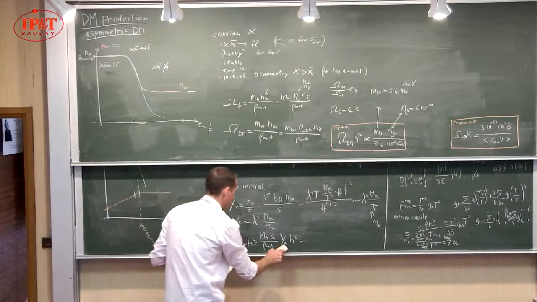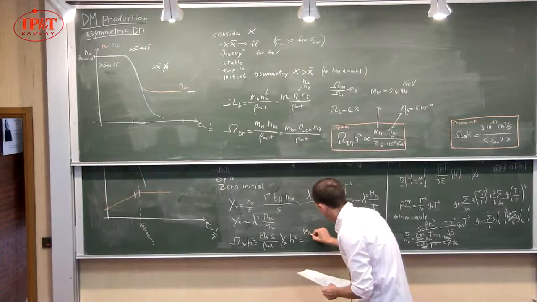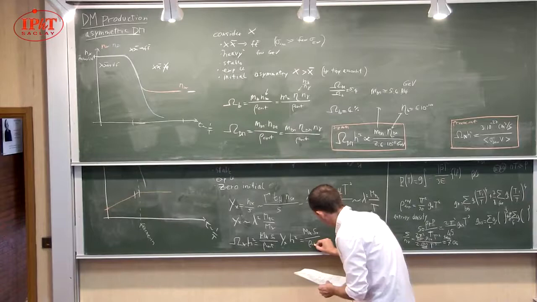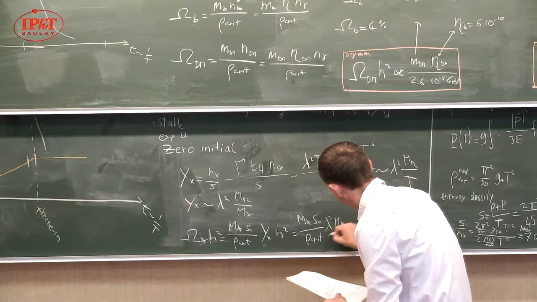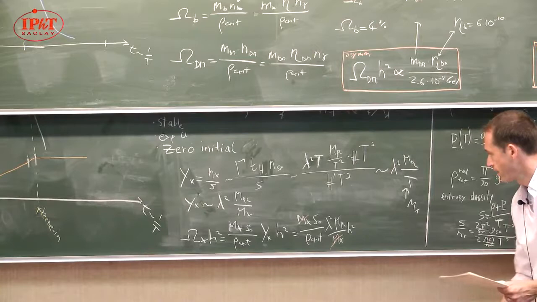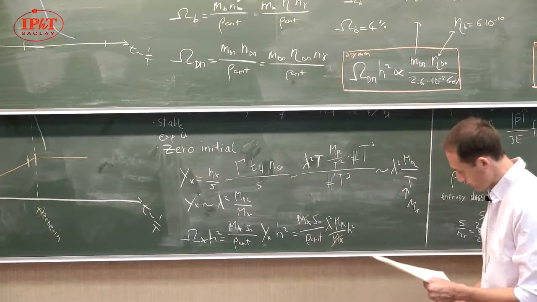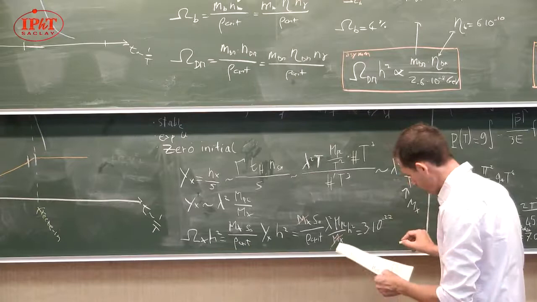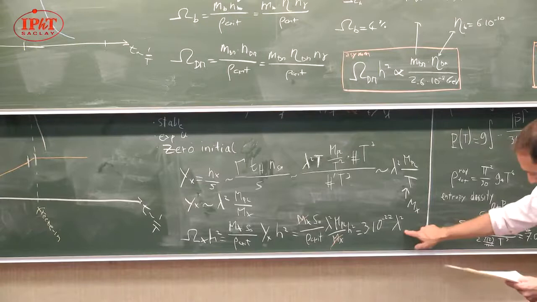So I have m_X s_0 divided by rho critical, times lambda squared M Planck divided by m_X, times h squared. So the mass also simplifies, like in the case of freeze-out. And what you have are just constants, all constants, things that I know very well. So it comes out to be 3 times 10 to the minus 27 lambda squared. So the only physical parameter here is lambda squared.